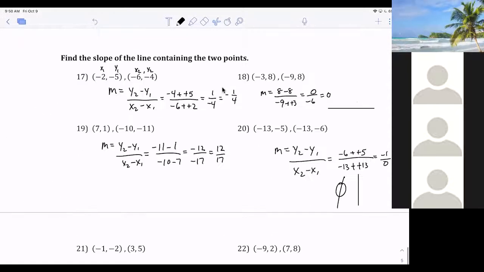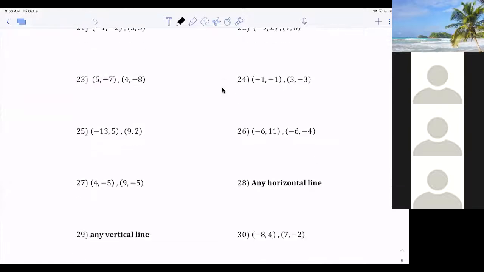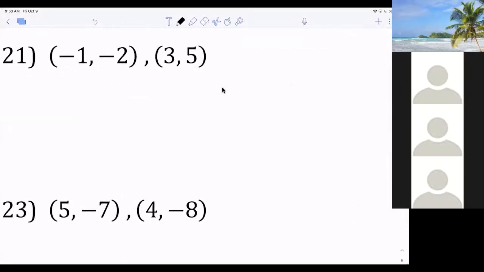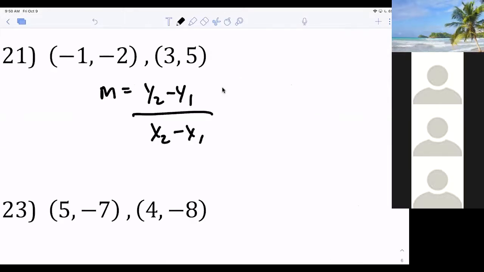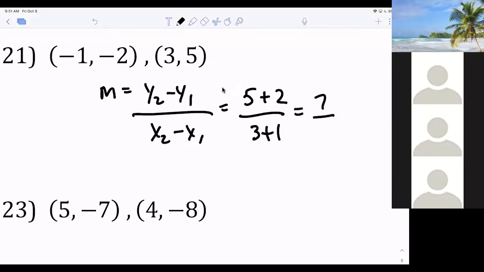All right, here we go, guys. Do a couple more real quick. M equals y2 minus y1 over x2 minus x1. Don't wait for me now. You shouldn't be writing down my answers. You should be doing it yourself. So I have 5 minus negative 2, which means it's 5 plus 2. Don't write down the double negatives anymore. And then it would be 3 plus 1. I got 7 over 4.